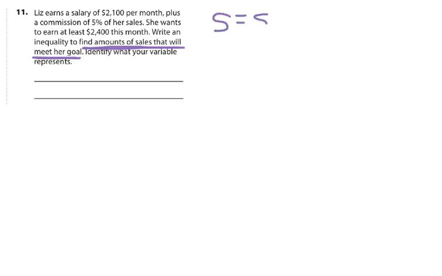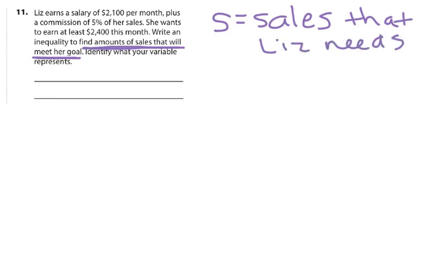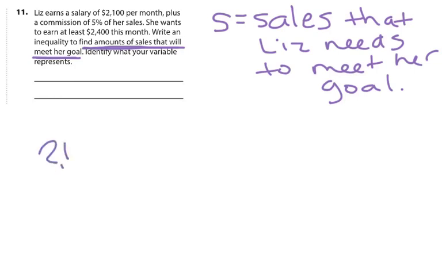So S is going to be the sales that Liz needs to meet her goal. Okay? All right, so let's take a look at this really carefully. Liz earns a salary of $2,100 per month plus a commission of 5% of her sales. How can I write this 5% times her sales? How can I rewrite this?